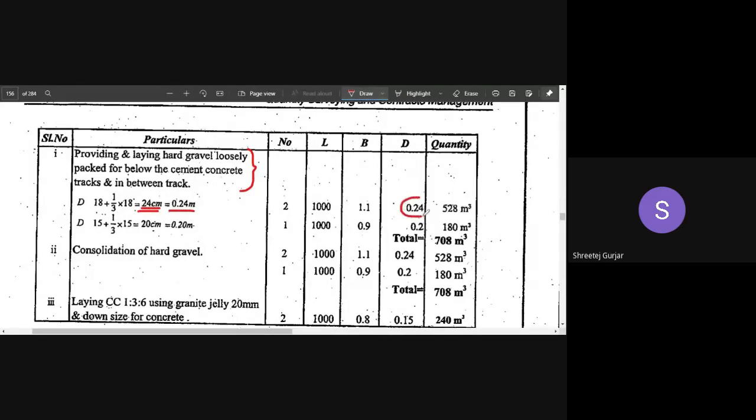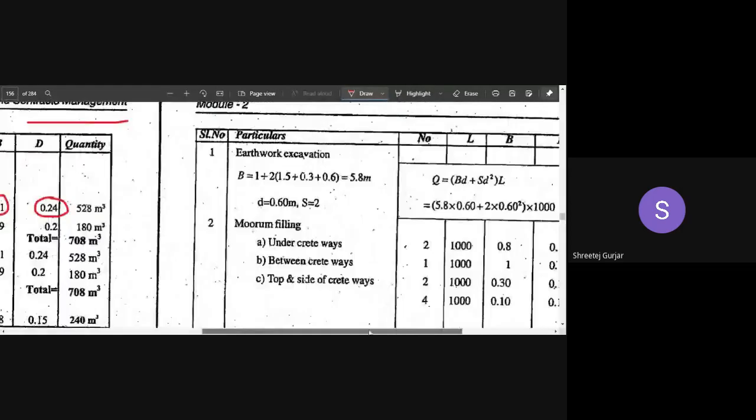So depth is 0.24, and how many numbers? 2, one at the left side and one at the right side, right below each pavement. Length was 1000, that is the length of your road, and the breadth is 1.1. How have you arrived at this 1.1?